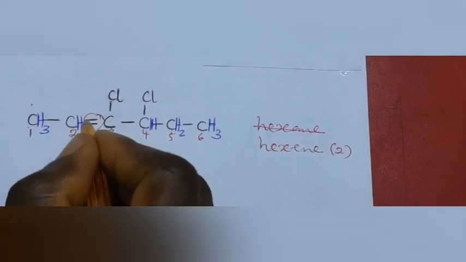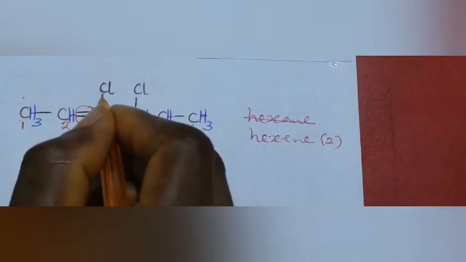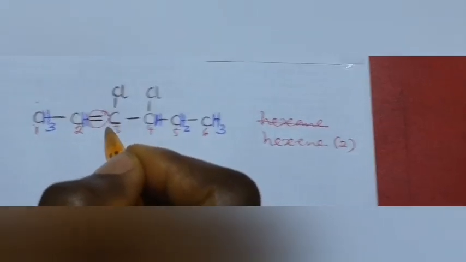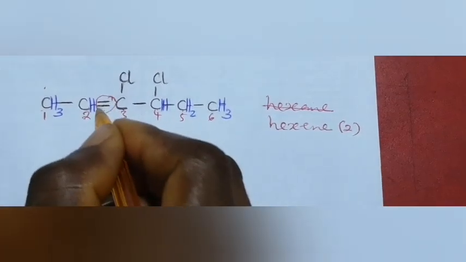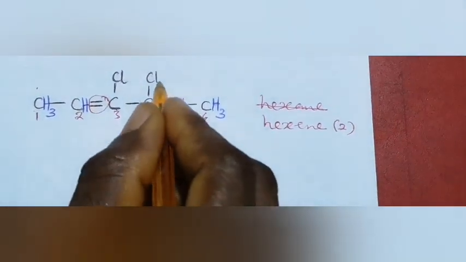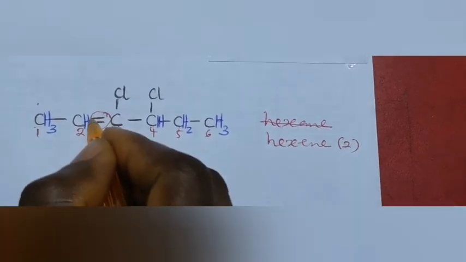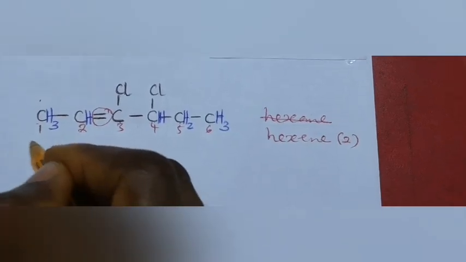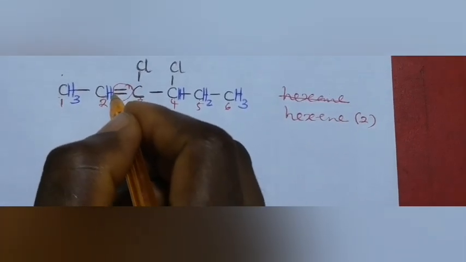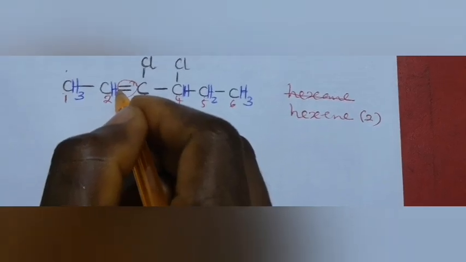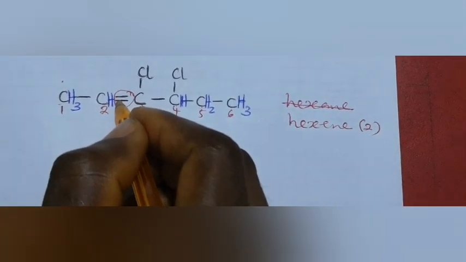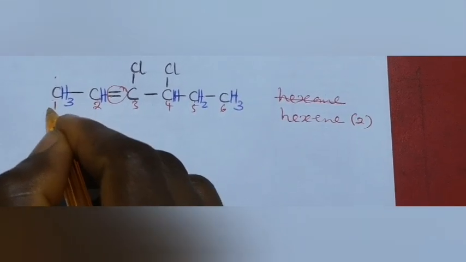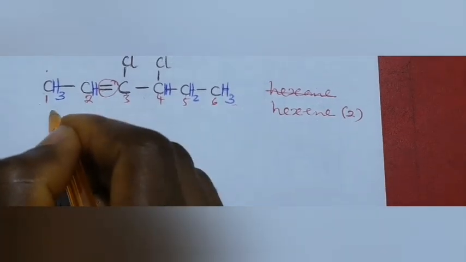Now this double bond is a functional group, but we have a substituent group here, and according to our rule we should number from the end that will favor the functional group, even if we have a particular substituent group. So this time around, the functional group is the group that will help us to number. We are numbering in a way that will make the functional group have the lowest possible number. So it is this end that we will number from and not the other end.